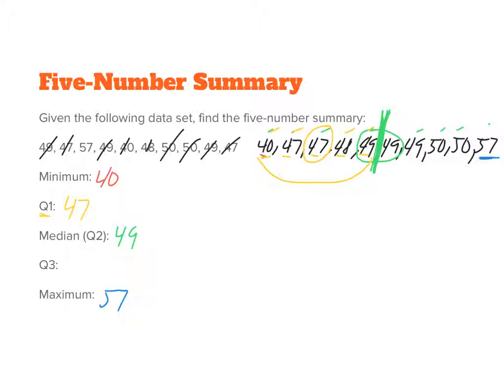For quartile 3, I'm going to do the same thing with the numbers that are to the right of my median. Again, I've got 5 numbers, so if I check off 1 from each side, I get that my middle value here for my quartile 3 is 50. So that's how I can find my 5-number summary.